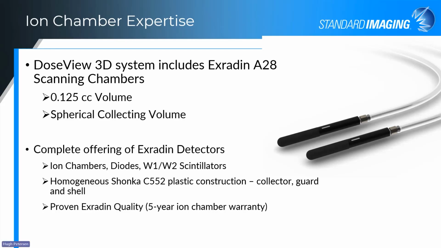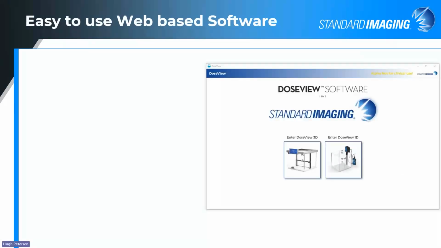And then we also have a pair of different diodes. We've got a horizontal and a vertical orientation diode for stereotactic. And as I mentioned, we also have our scintillation detectors. It's the first commercially available scintillator for scanning, our W2. It's a 1 by 1 millimeter scintillator, and it's water equivalent, so very good for doing small field measurements and stereotactic field measurements. So that's an overview of all the hardware.